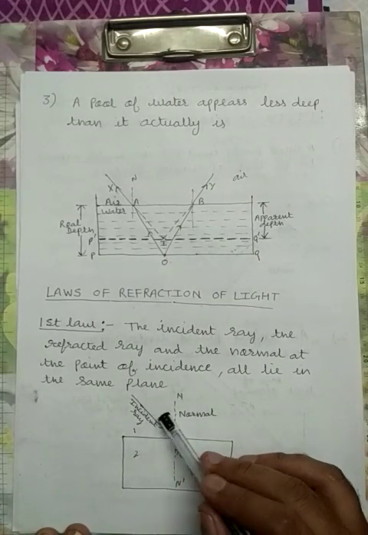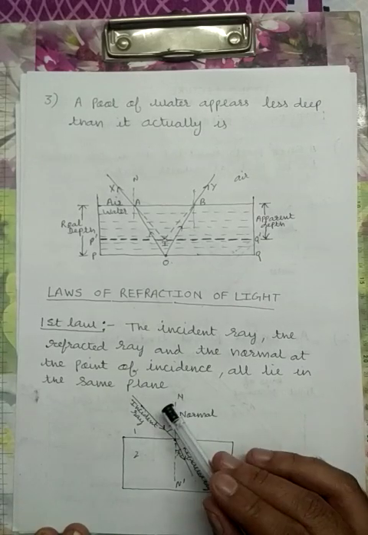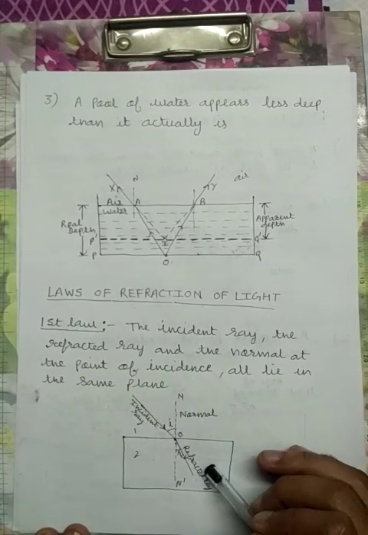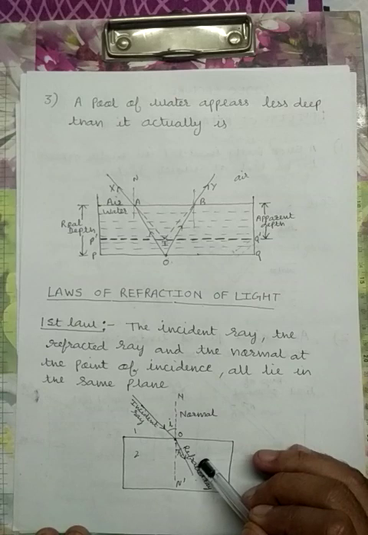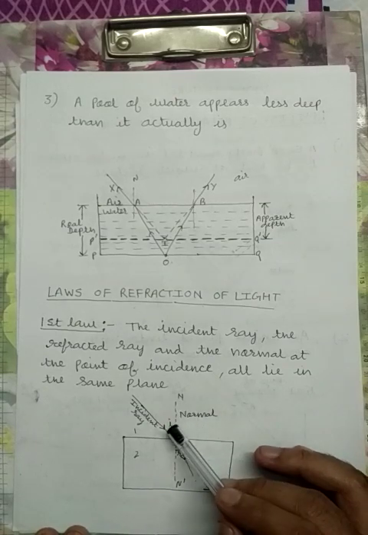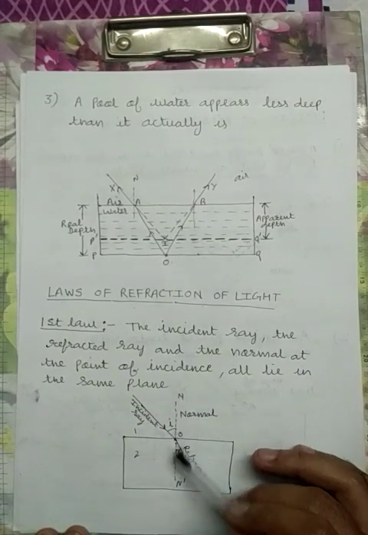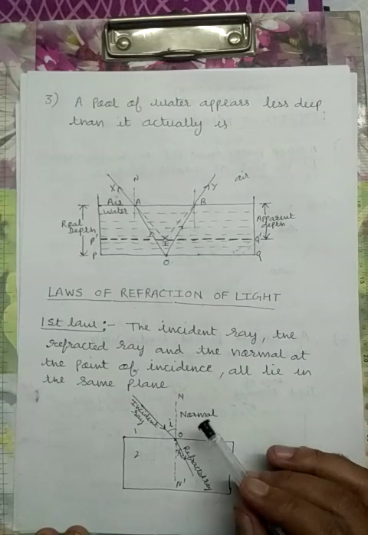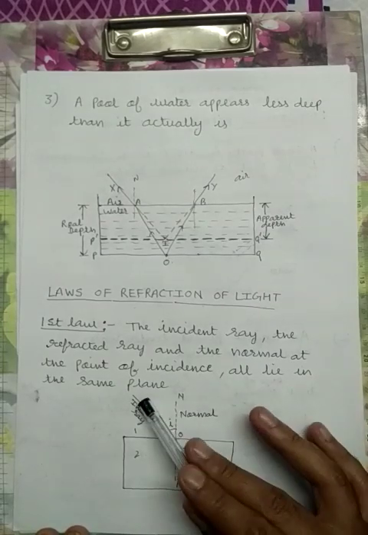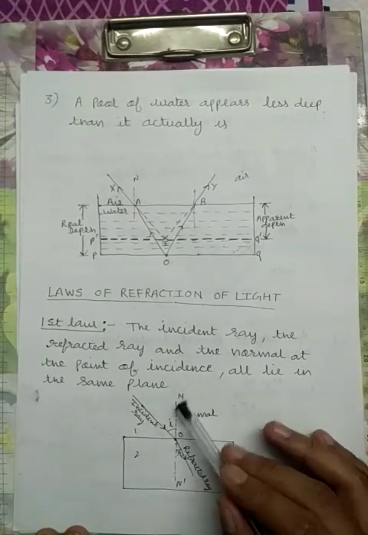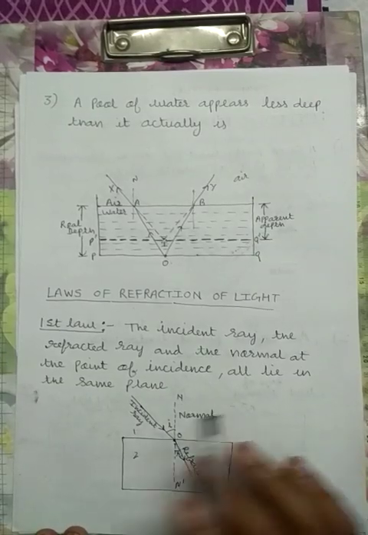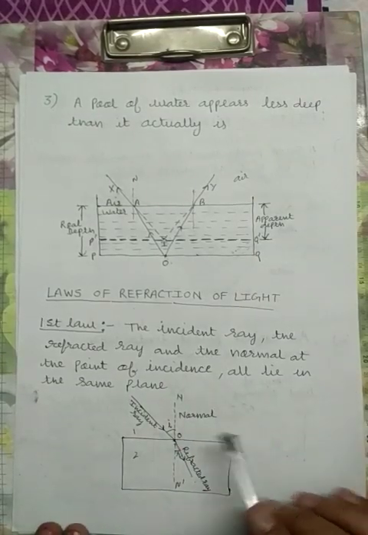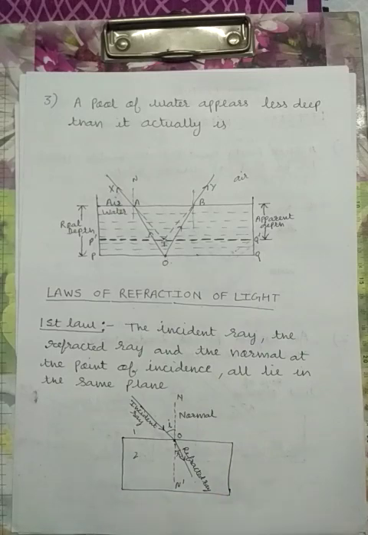So this is our incident ray, this is our refracted ray. As a light ray changes its medium, its direction also changes. It bends. This is the angle of incidence, which is measured with respect to the normal. This is the angle of refraction. Now, according to the first law, the incident ray, refracted ray, and normal all lie in the same plane. So if you consider this page to be a plane, they will remain in the plane of the page.